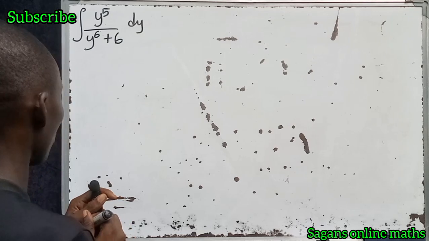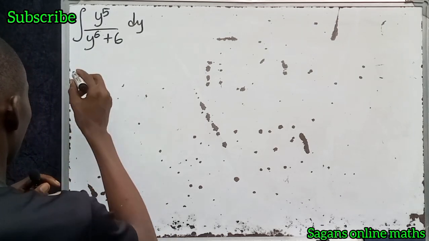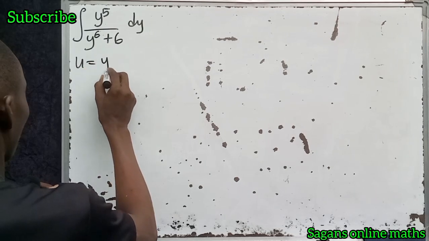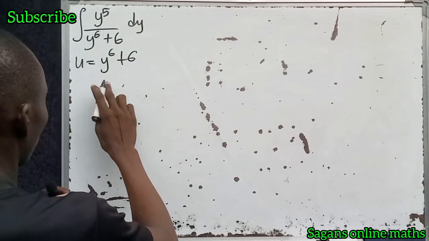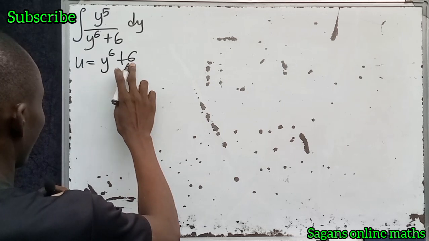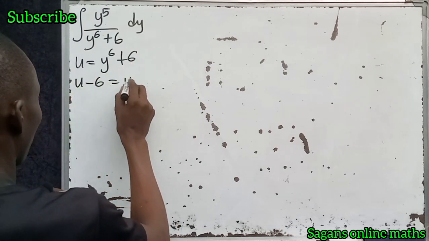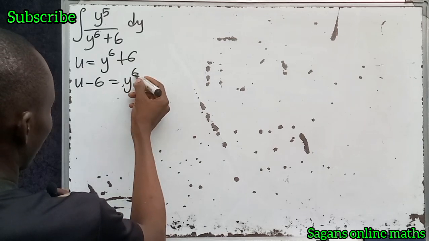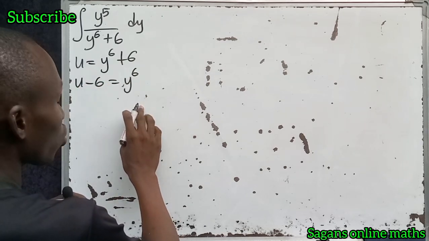We know that the denominator is what? The denominator is y to the power of 6 plus 6. We are not wrong if you say let u equal y to the power of 6 plus 6. Okay? Now, let's make y the subject of the formula. It means I have to subtract 6 from both sides, right? We want to have u minus 6 equals y to the power of 6. And for us to remove this power from here, you can either multiply both powers by the reciprocal of 6, or we take the 6th root of both sides.